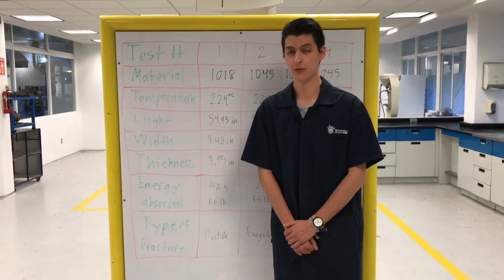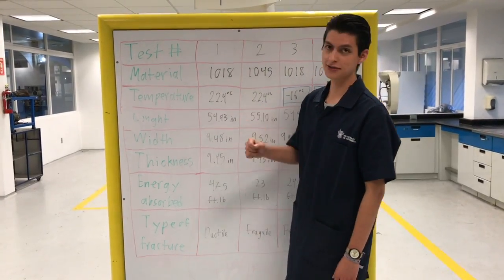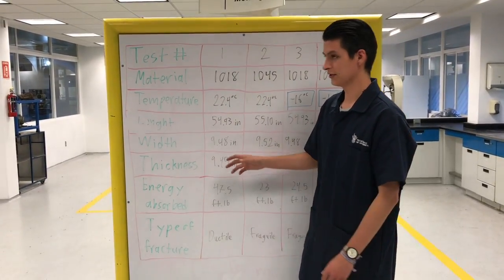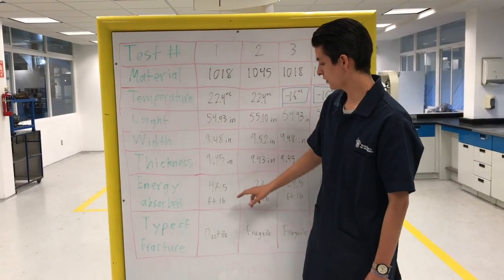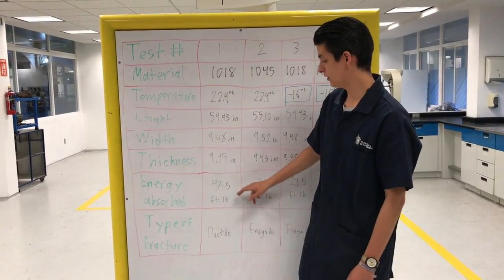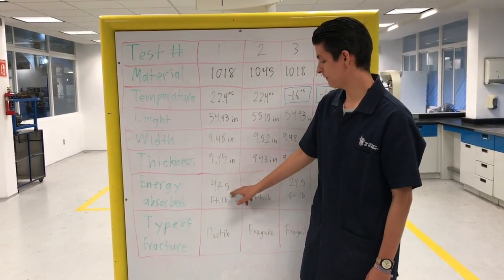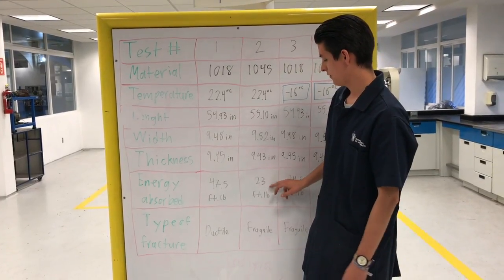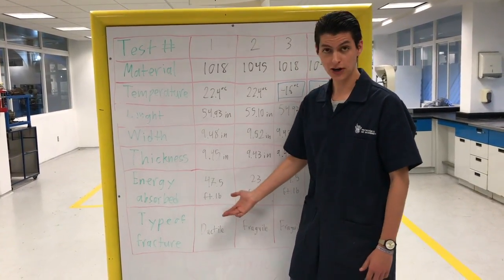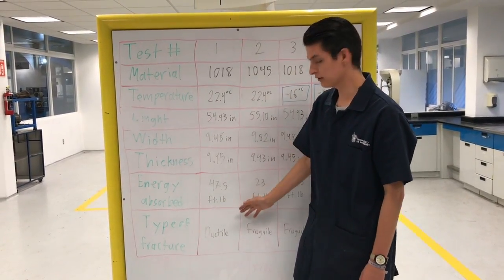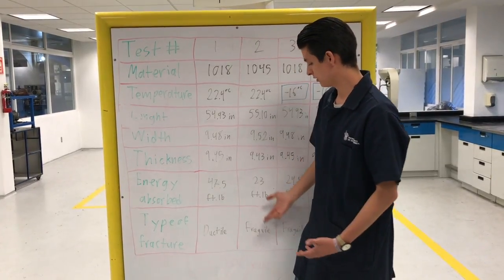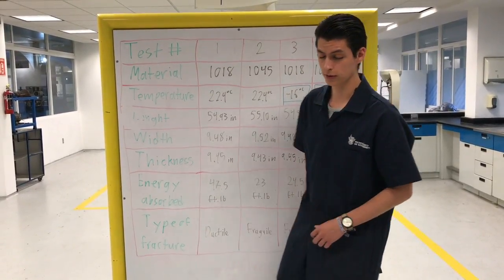So this is half of our results. As we can see, we have the 1018 steel and the 1045 steel in the same measurements, and we can see that the energy absorbed varied from 47.5 foot-pound to 23 foot-pound, and the type of fracture in the case of the 1018 steel was ductile and the 1045 was brittle.